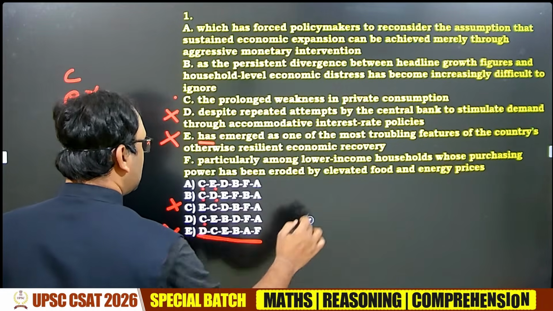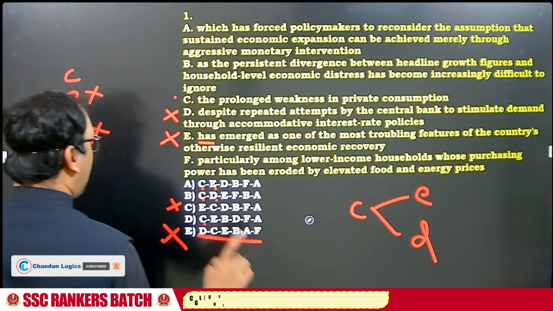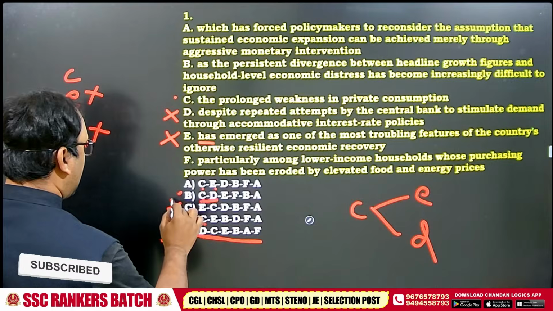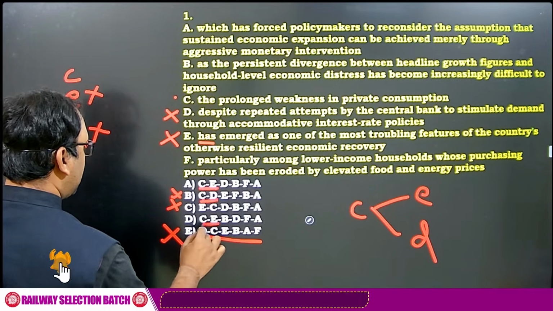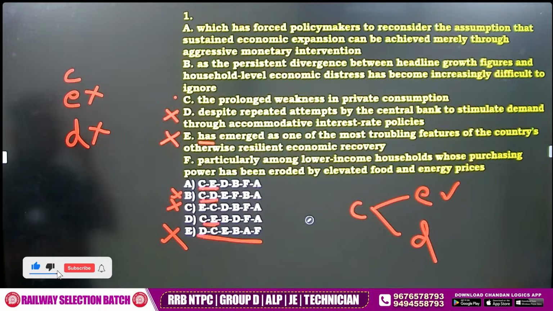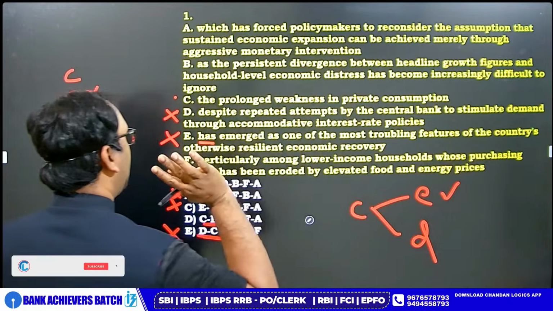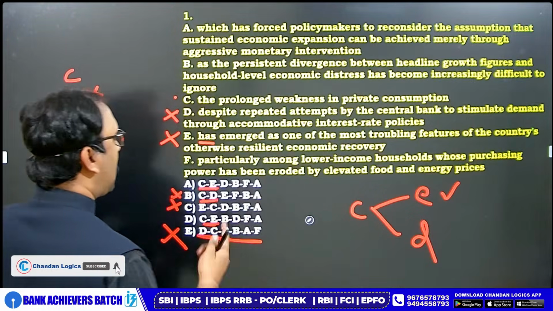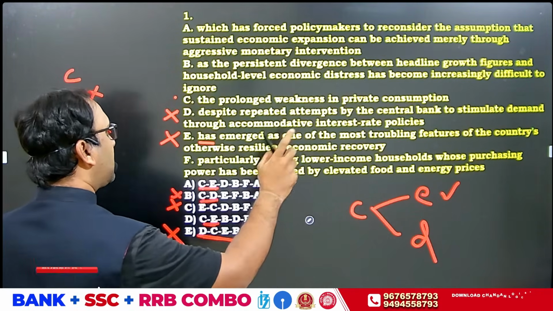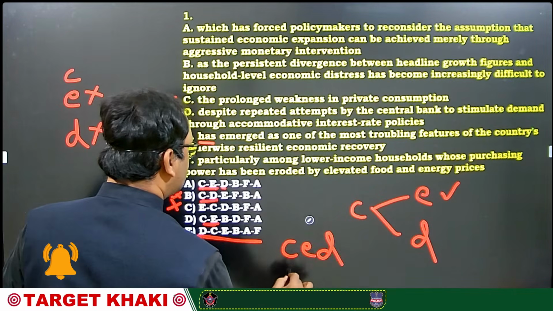E, D. So now you have to find out between CE and CD. Here also, I will take a calculated risk. There is only one CD, so it can be removed. There are CE, CE, so maximum chances are with CE only. The prolonged weakness in private consumption has emerged as one of the problems that the country is facing today. Otherwise, resilient economic recovery. Now CED, CEB.